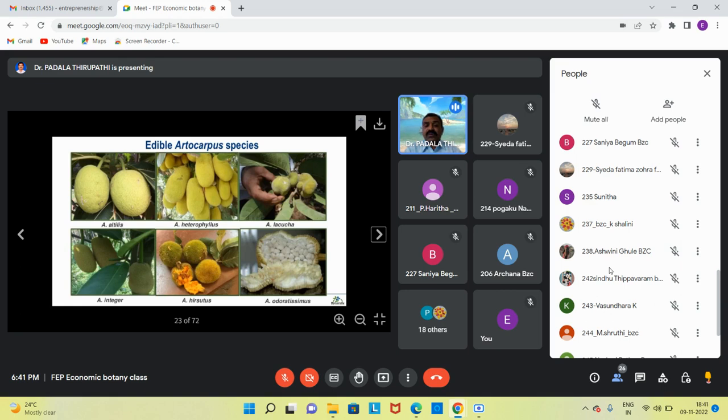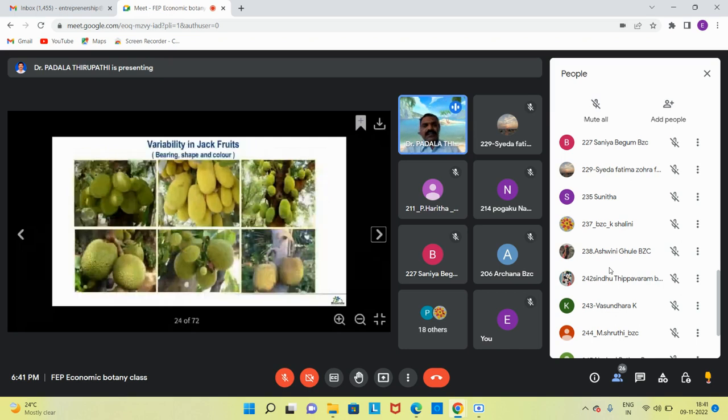Along with the fruit, the seeds are also useful for making different food products. And this is the variability of the jackfruits. The size of the fruit varies; size, shape, and color vary from one fruit to another. I hope you can clearly see this slide, my dear friends. Can you see it? The jackfruit is in different colors and different sizes, see. Am I right? It is visible, isn't it?